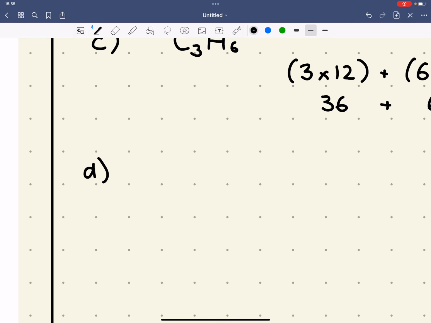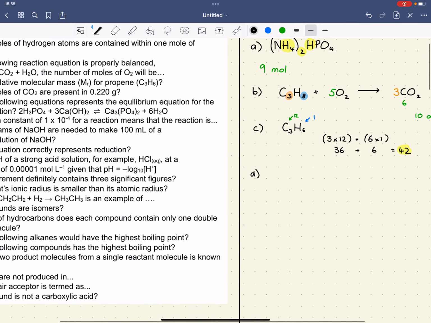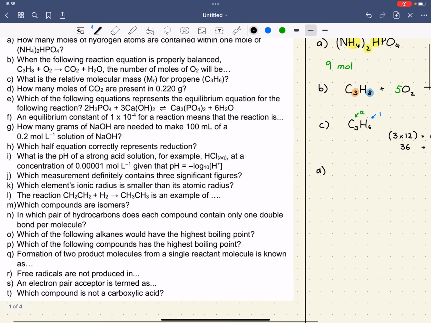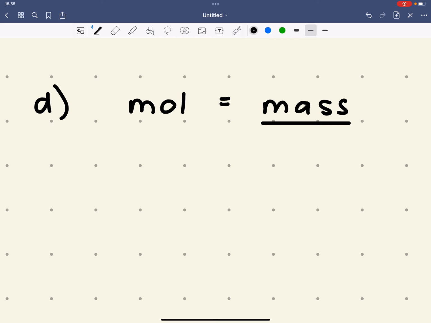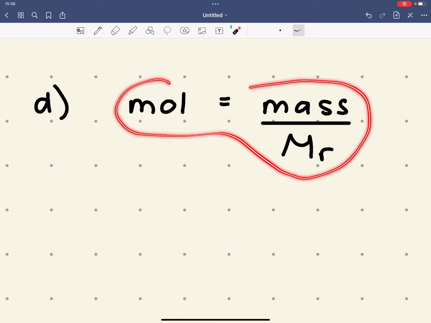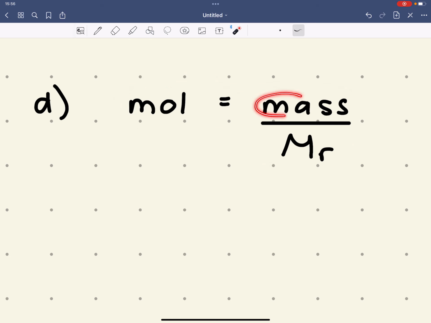Moving on to part D, or question 4. Question 4 is, how many moles of CO2 are present in 0.220 grams? So we need to work out moles. We need an equation for moles. We should be aware moles is the mass divided by the Mr. And this is a standard equation. So if you know any 2 of these, you can work out the third. Sometimes you might have to work out mass, and mass would be Mr times moles. In this case, we've got to work out moles.